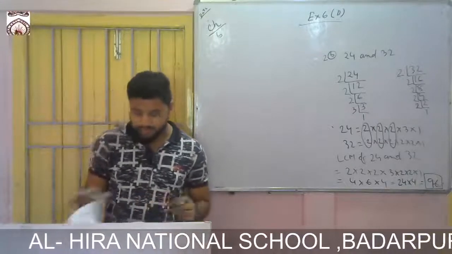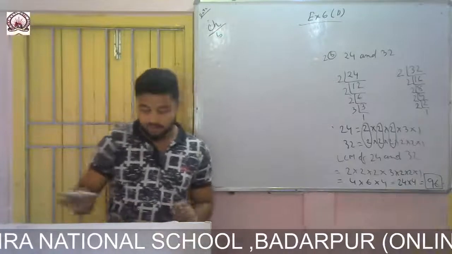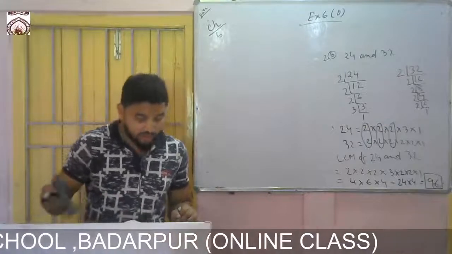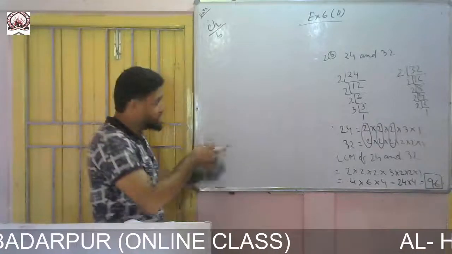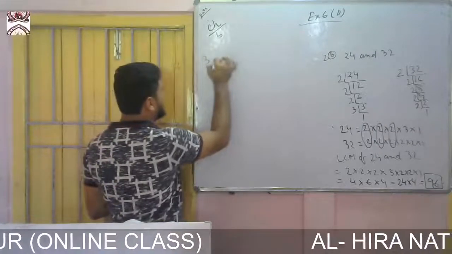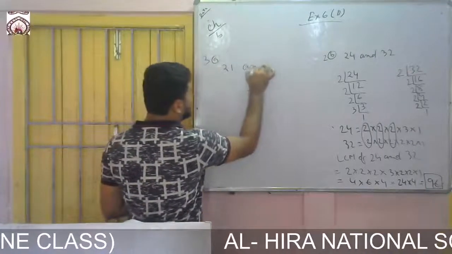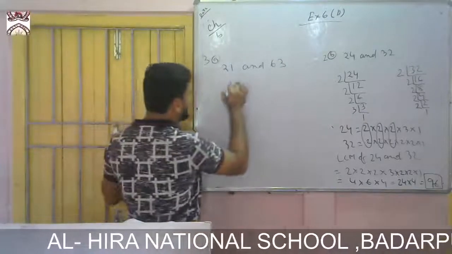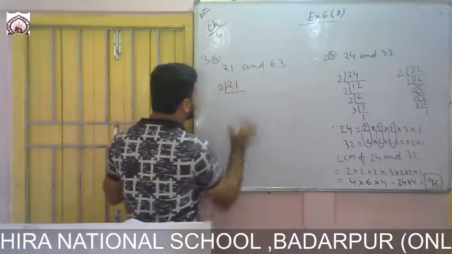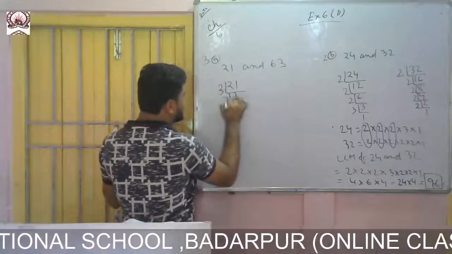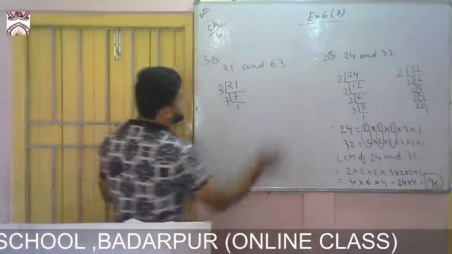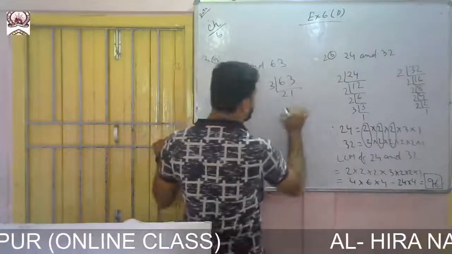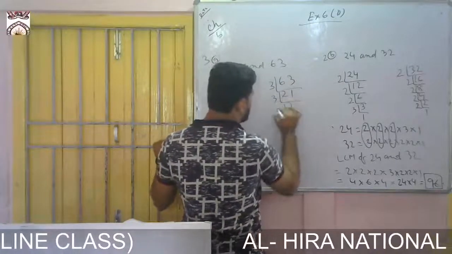These all are the same, so you practice. Now come to question number 3. 21 and 63. These all are in the same process. Question number 3a, 21 and 63. Same process. 21: 3 7s are 21, 7 1s are 7. 63: 3 2s are 6, 3 1s are 3, again 3 7s are 21, 7 1s are 7.